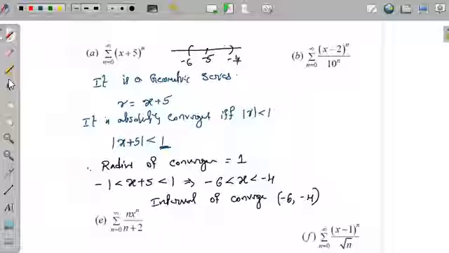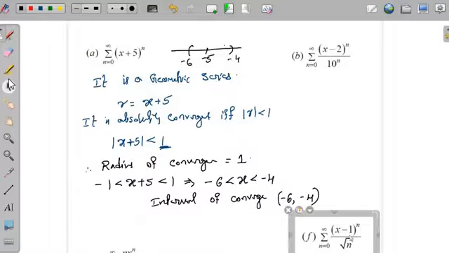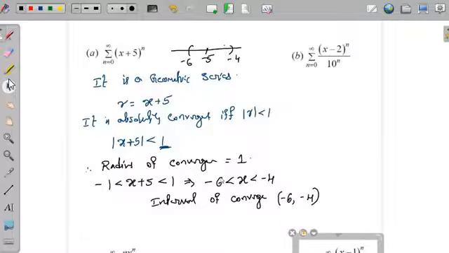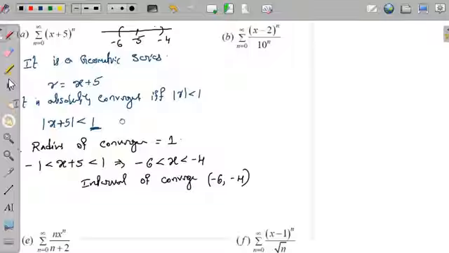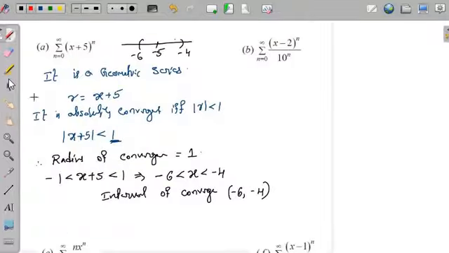So that is why the radius of convergence is 1. Okay, and it won't be conditionally convergent. It is only absolutely convergent here. Conditionally convergent points are at the endpoints, which are not included here. Okay. So the next one, let me move to this.